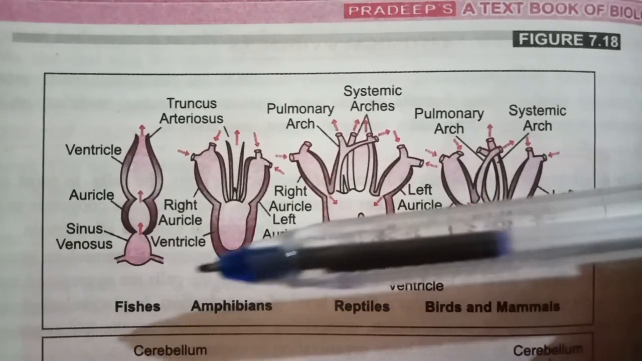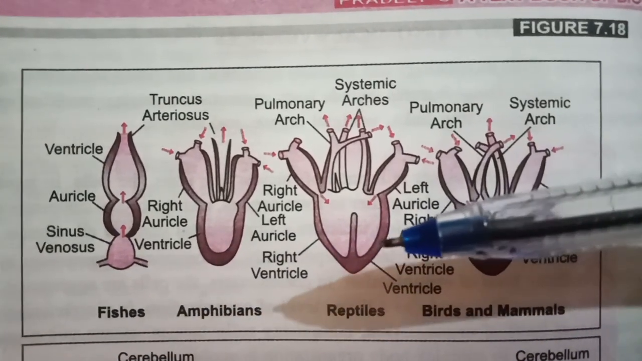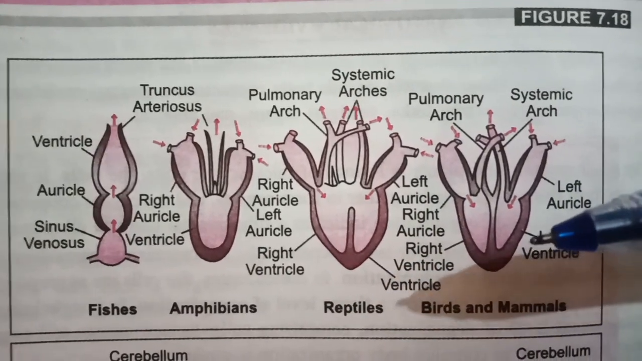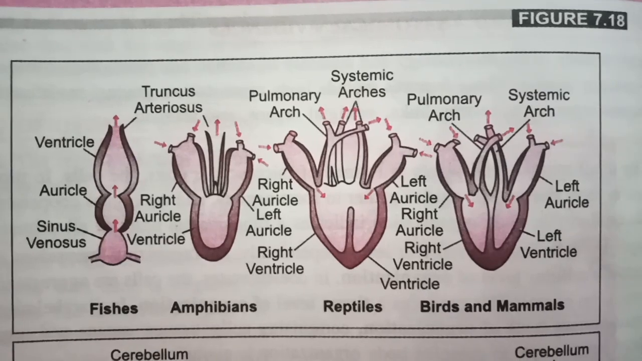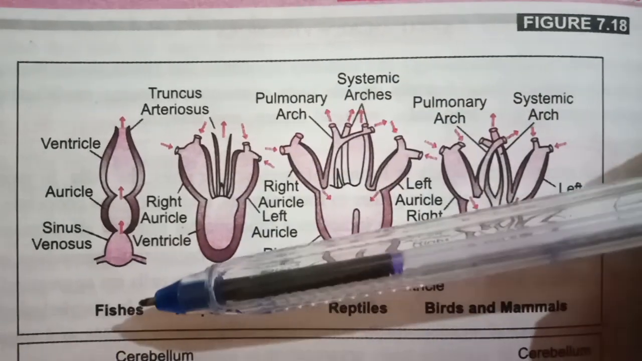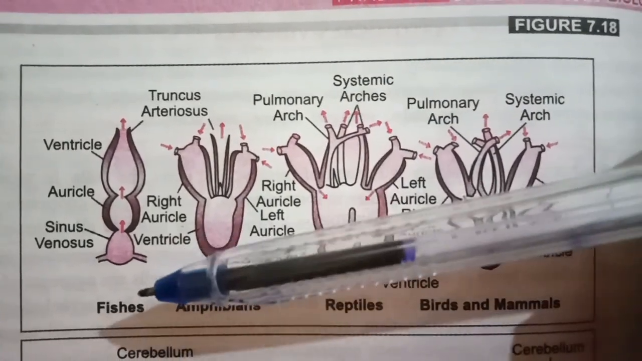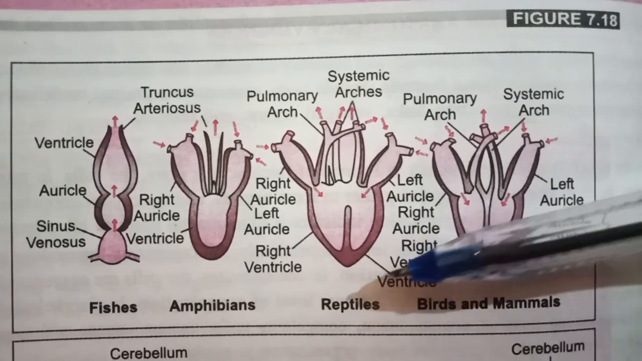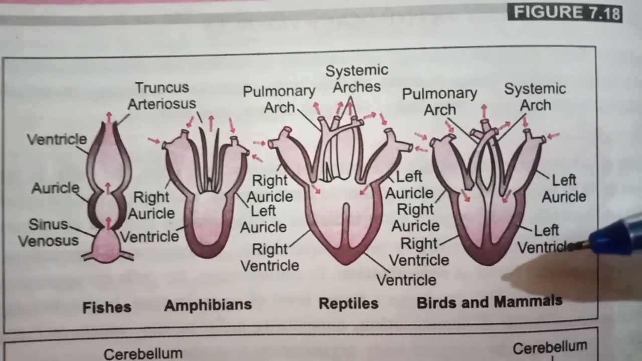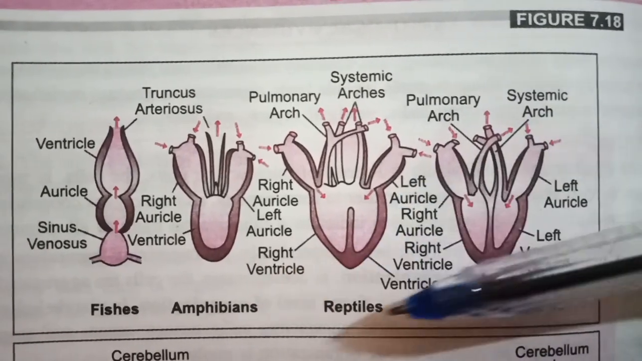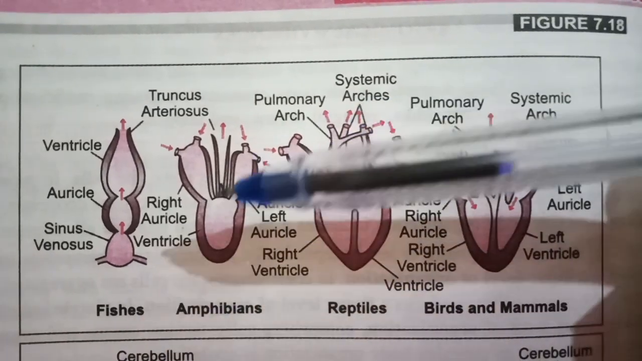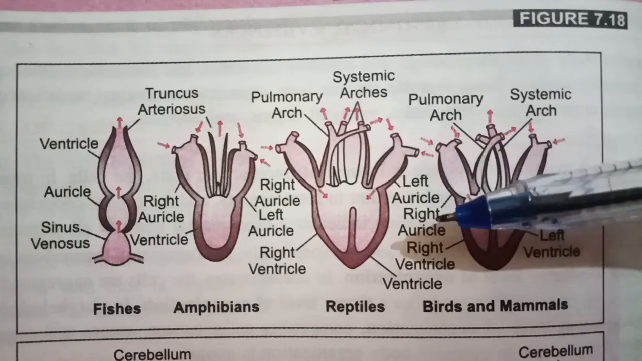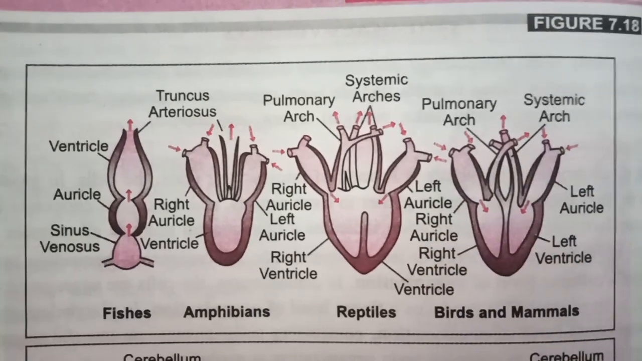Now the next example we will take is the vertebrate heart. So what are vertebrates? Those which have a vertebral column. Some examples are fishes, amphibians, reptiles, birds and mammals. All of them are vertebrates. And the vertebrate heart is an example of a homologous organ.